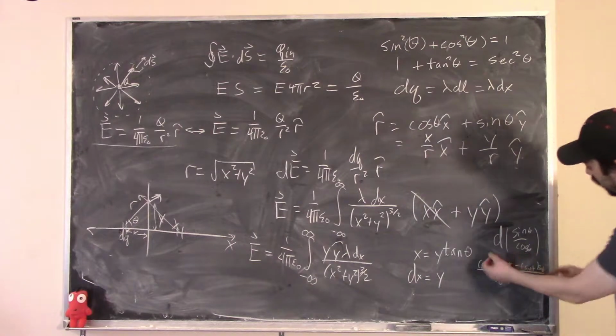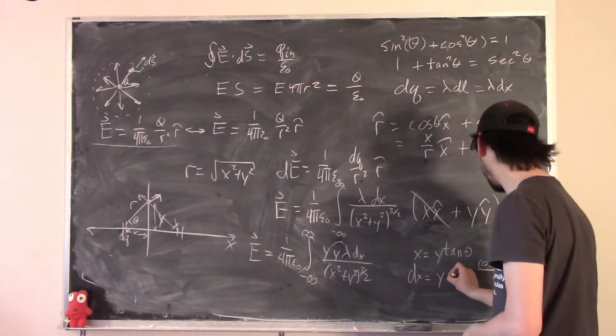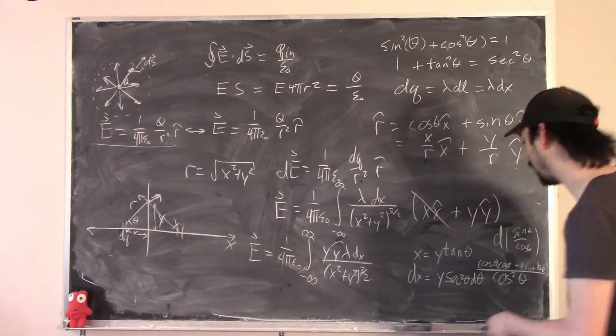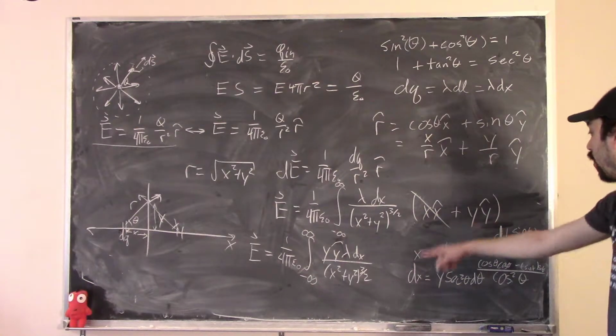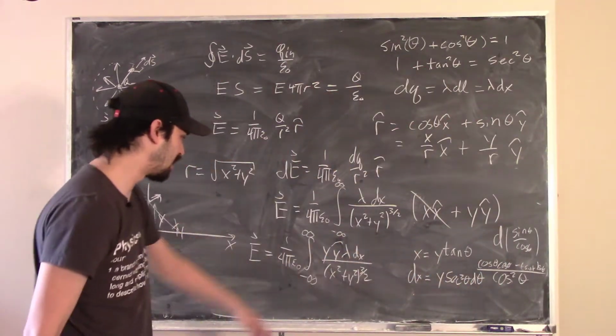And so ultimately what we have is cosine squared plus sine squared. That's 1 divided by cosine squared. So yeah, this was what I thought it was. This is just going to be a secant squared theta d theta. Okay. So now what we can do is we can do this replacement. The other thing that we need to do is we need to modify our limits.